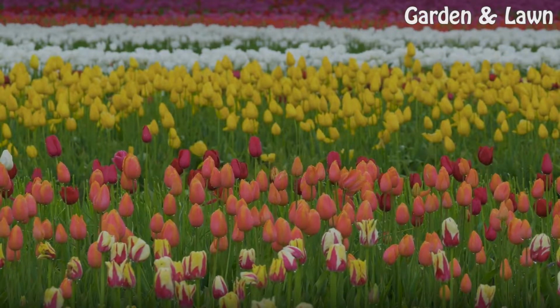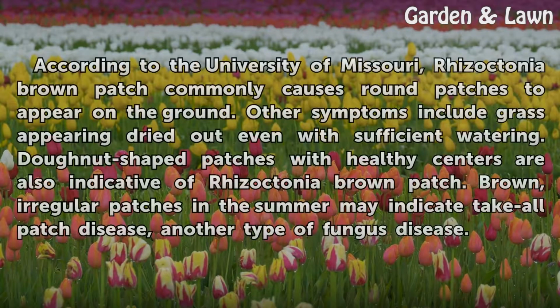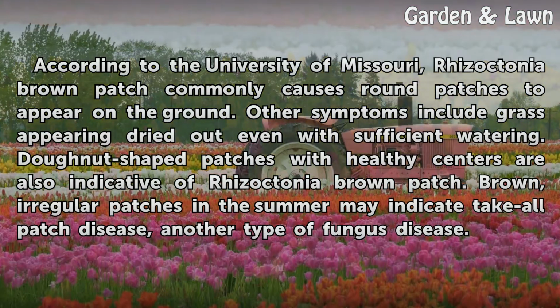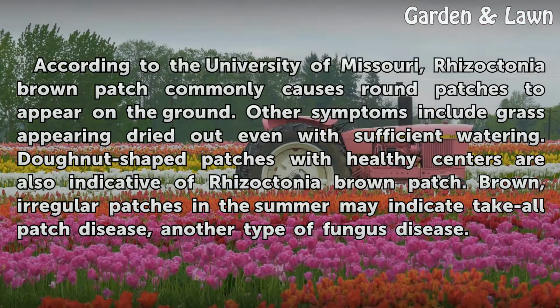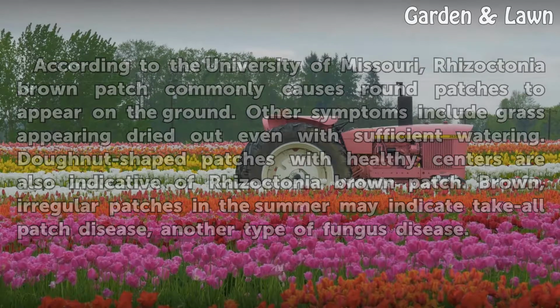Symptoms. According to the University of Missouri, Rhizoctonia brown patch commonly causes round patches to appear on the ground. Other symptoms include grass appearing dried out even with sufficient watering. Donut-shaped patches with healthy centers are also indicative of Rhizoctonia brown patch. Brown, irregular patches in the summer may indicate take-all patch disease, another type of fungus disease.